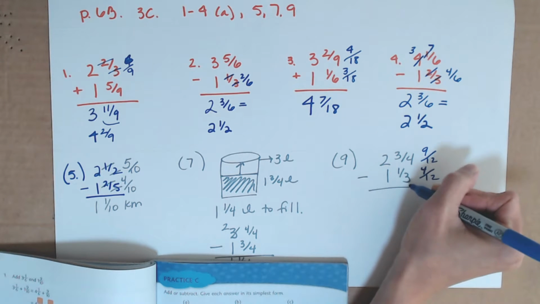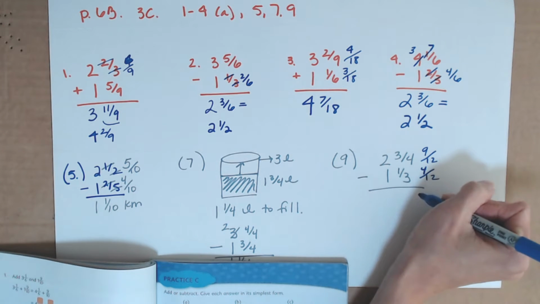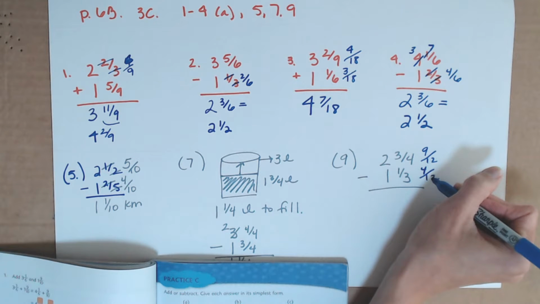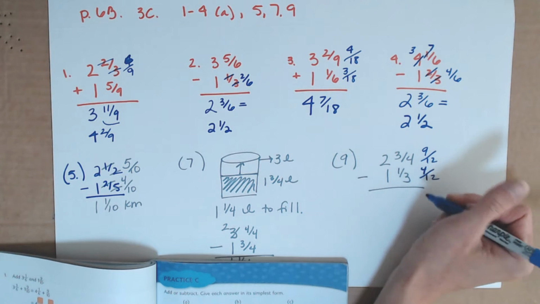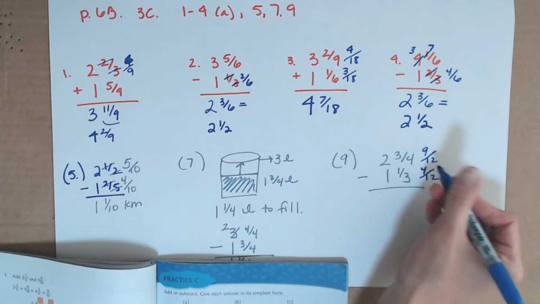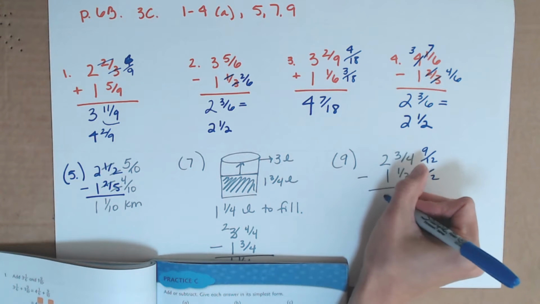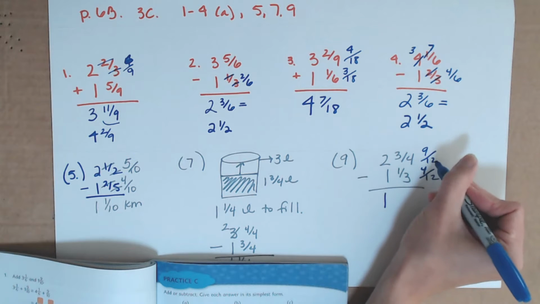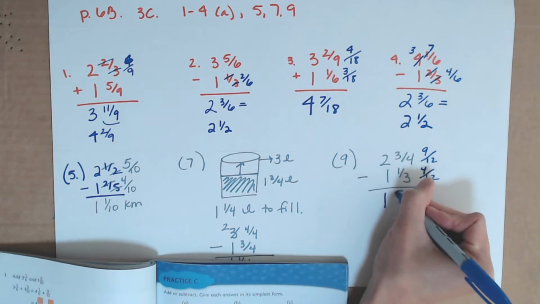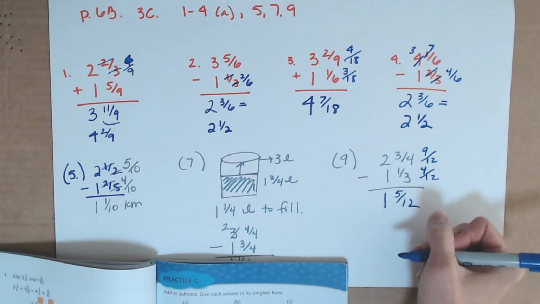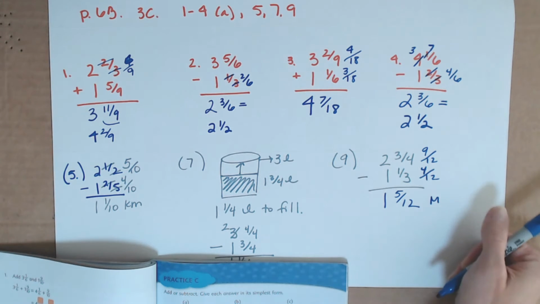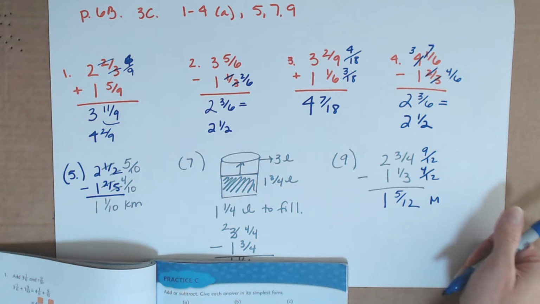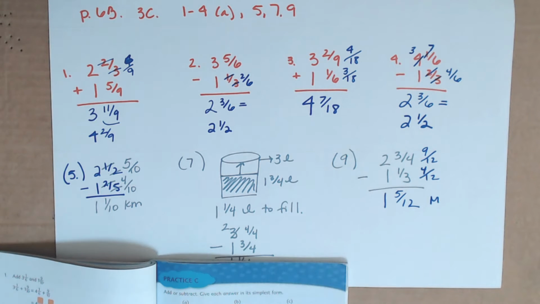And I knew that because I asked myself, 3 times what is 12? 3 times 4 is 12. So I need to do the same with the numerator. 1 times 4 is 4. Now I can subtract. So I do 2 minus 1 is 1, and then I do 9/12 minus 4/12 is 5/12. And 5/12, what? Meters. So the length of the other ribbon is 1 5/12 meters.